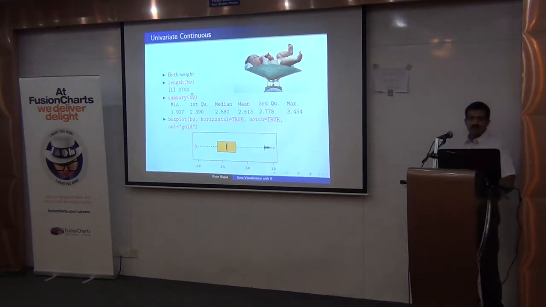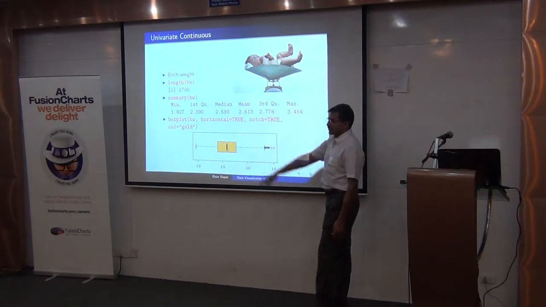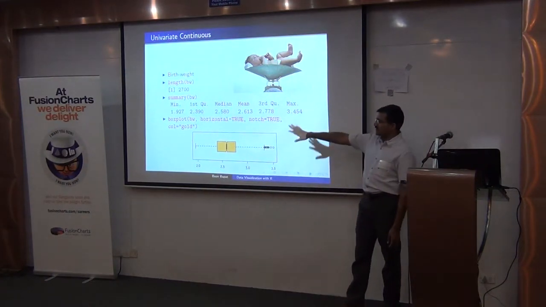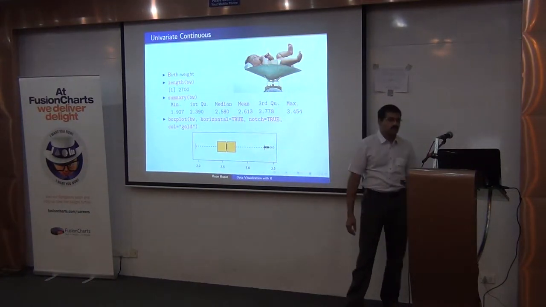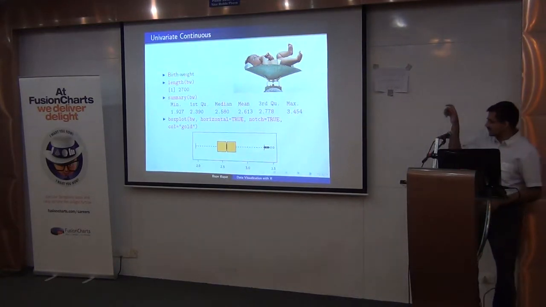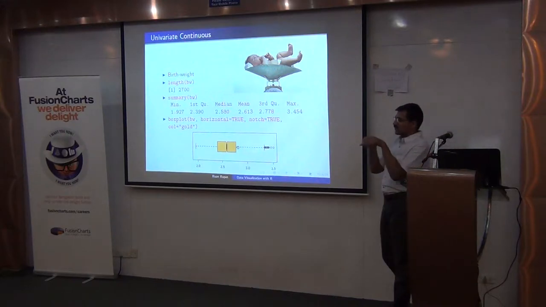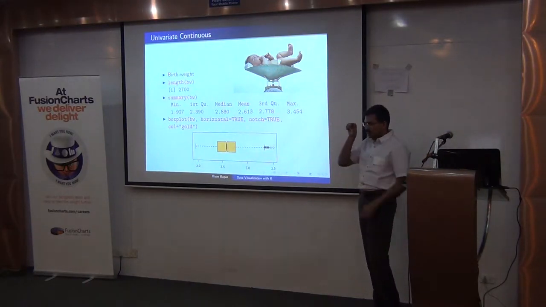The box plot is produced by calling the boxplot function. The argument that you pass is the vector bw. Then I want it horizontal instead of vertical, which is the default, so I say horizontal equals TRUE. Notch equals TRUE will give me this notch here, which actually shows much better what the median is.